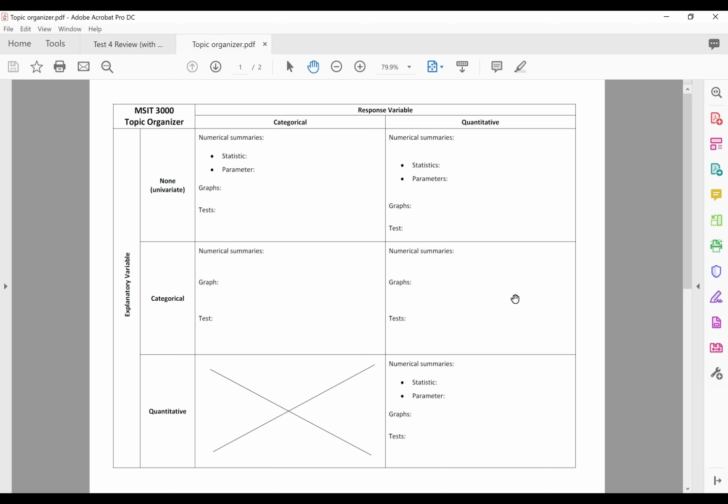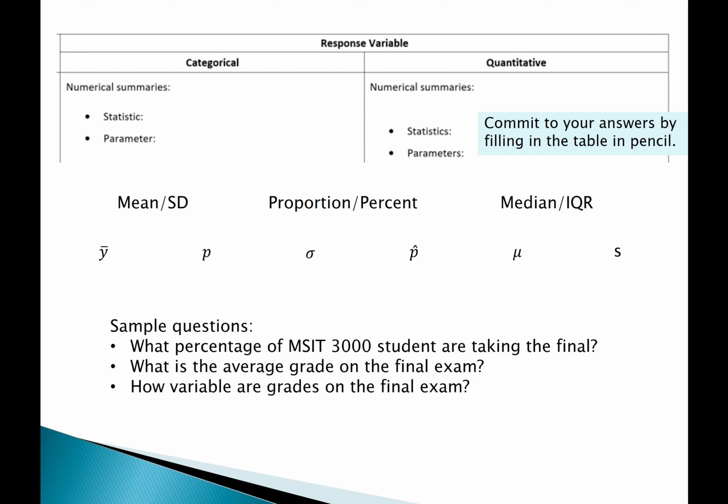Before you start the review, I would recommend printing out this topic organizer. This is going to organize everything that we've done this semester in terms of the response variable and the explanatory variable. Let's start by filling in just the top row of this table. So this is where you don't have an explanatory variable at all. You just have one variable, could be categorical, could be quantitative.